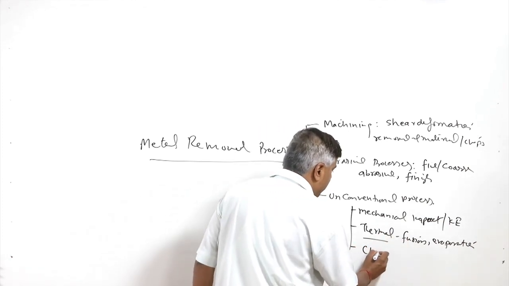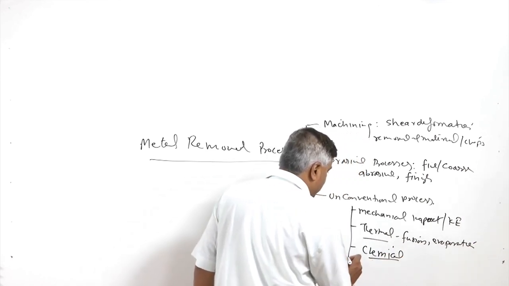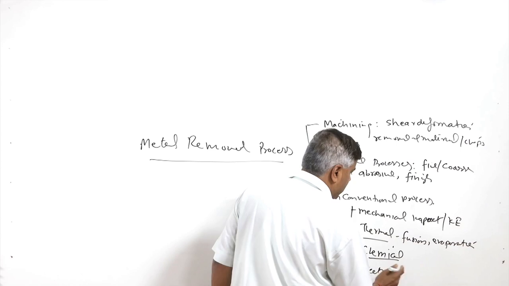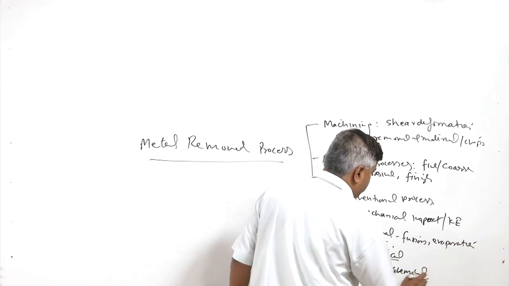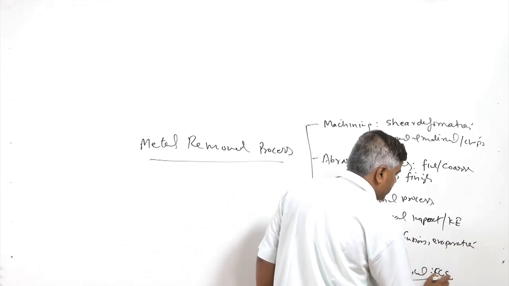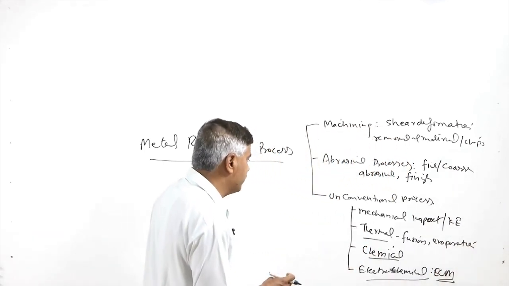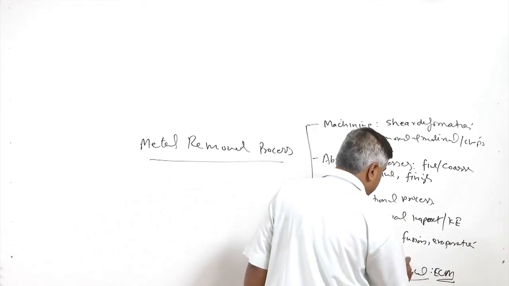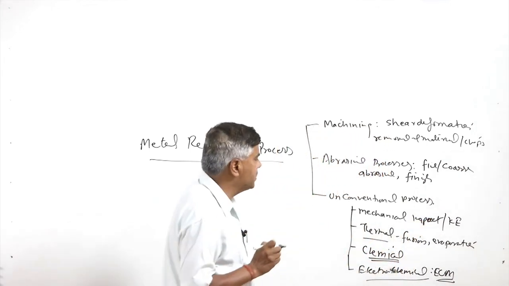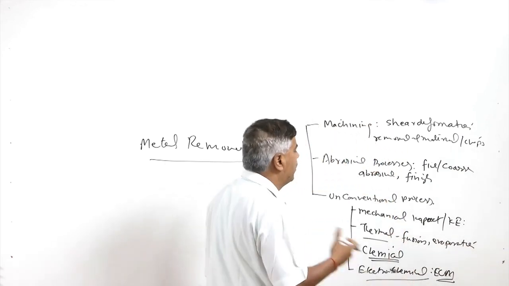Then we have those processes which use chemical reactions for removal of the material, and then there are electrochemical processes like ECM, one of the most commonly used machining processes, which uses the electrochemical principle in order to remove the material from the surfaces. Here mainly chemical reactions are involved for removing the material from the stock, and here the impact or high kinetic energy in the form of, say, a water jet is used for removal of the material.